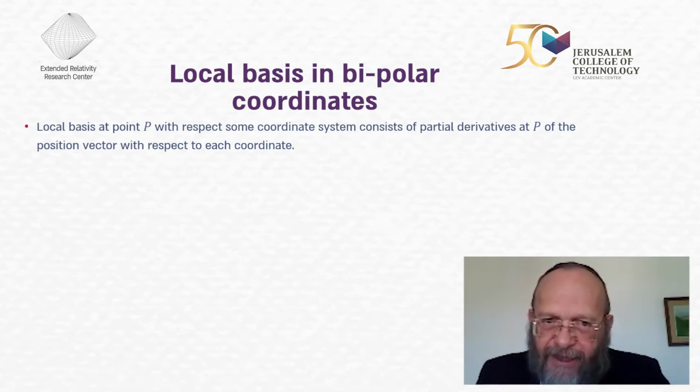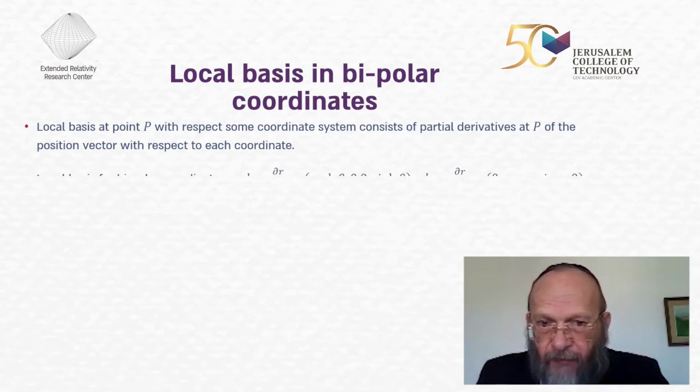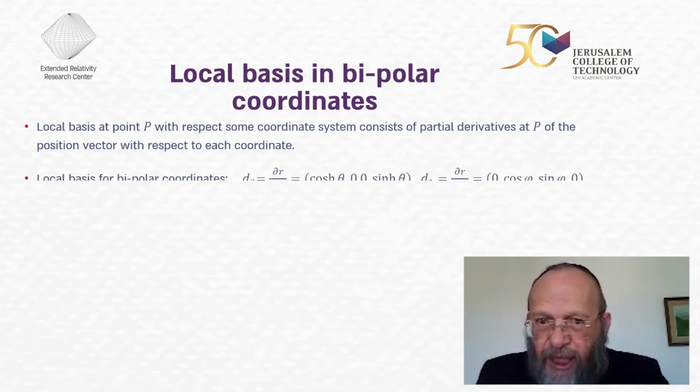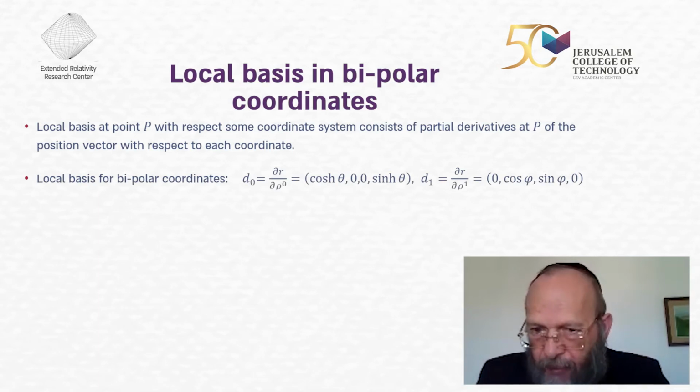So what is the local basis? If you have a coordinate system, you take the partial derivatives of the position vector with respect to each coordinate. The local bipolar basis is the following. The first vector: you differentiate R, which had all those components, by rho 0, coordinate number 1. You get cosh and sinh, because the coordinate gives you rho 0 cosh, and here rho 0 sinh. The middle terms didn't have rho 0, so they are 0. When you differentiate by rho 1, you get the middle terms, and you get cosine and sine.